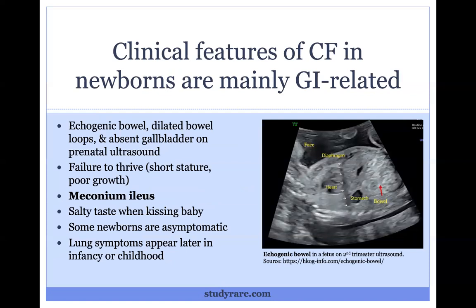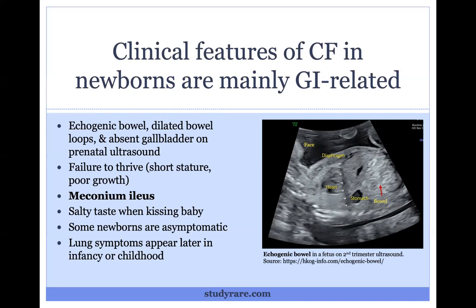Now, we'll talk about the clinical features of CF first in newborns and then in children and adults. So, in newborns, mainly the features of CF are related to the GI tract. That's in contrast to the pulmonary symptoms that we often think about with CF. So, just keep in mind that infants with CF typically will not present with respiratory symptoms. They'll instead present with GI symptoms. And so, what are these symptoms?